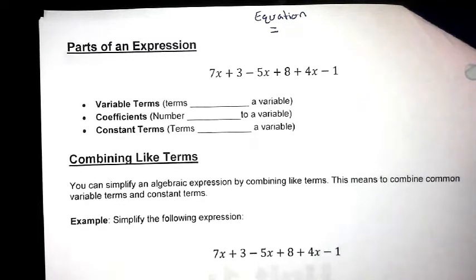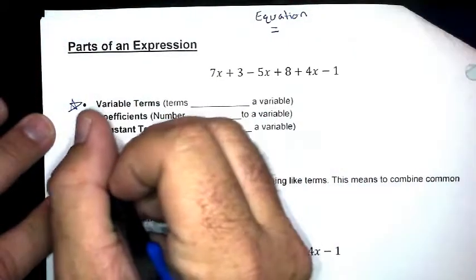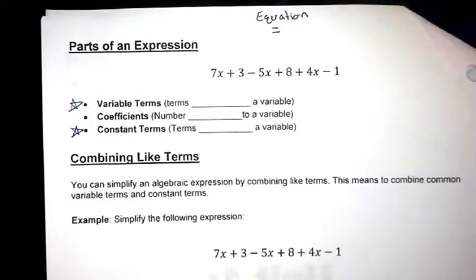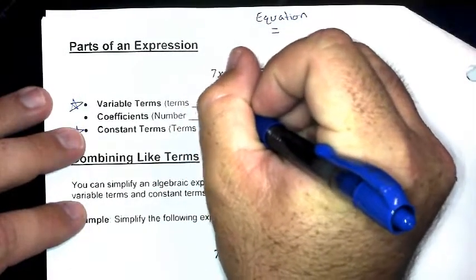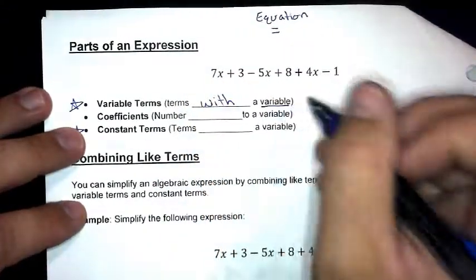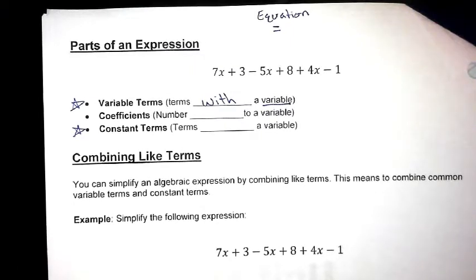Now there are two different things within an expression: variable terms and constant terms. Those are the two big parts of an expression. What is a variable term? A variable term is a term with, you guessed it, a variable. That makes things easy, doesn't it? A variable term is a term with a variable.